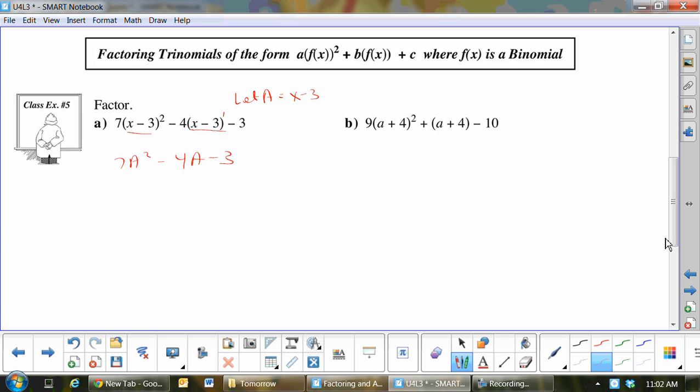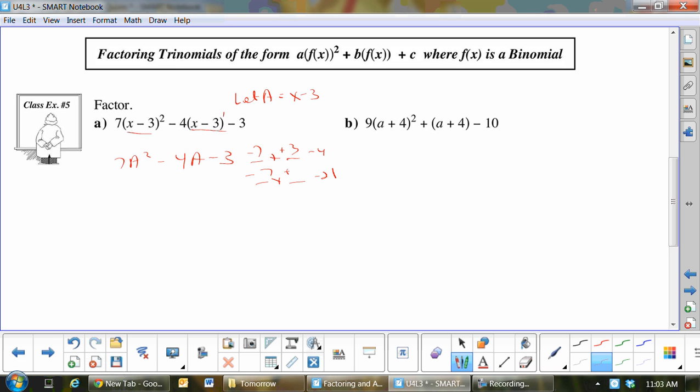X minus 3. Okay, they're synonyms. Now let's just do this. I'm looking for two things that add to give me negative 4 and multiply to give me negative 21. Now what would the signs be? Negative, positive. What would be the numbers now?